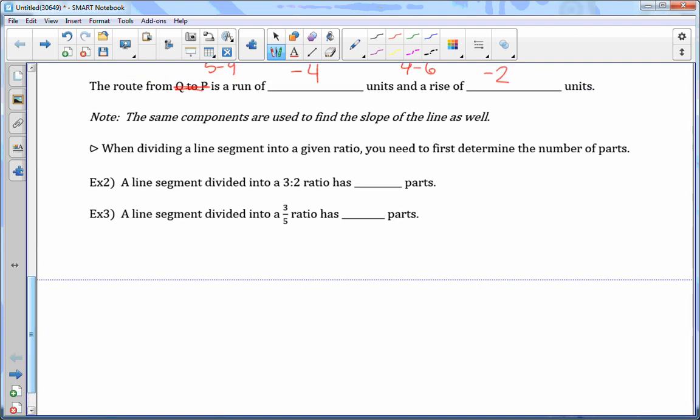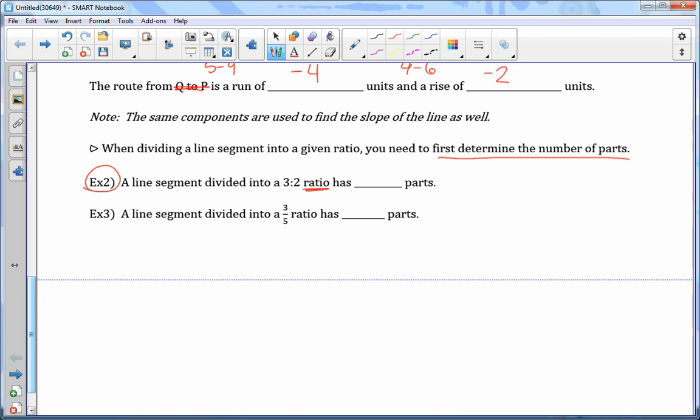So let's look at, when dividing a line segment into a given ratio, we need to first determine the number of parts. This is what we're learning today. It's easy to just divide the line segment in half. That's easy, right? We don't have to find midpoints. But if I want you to divide it into thirds or to a ratio 2 to 7, not as easy. That's what we're learning today. A line segment divided into a ratio. Notice the keyword ratio. 3 to 2. How many parts does a line segment divided into a ratio 3 to 2 have?